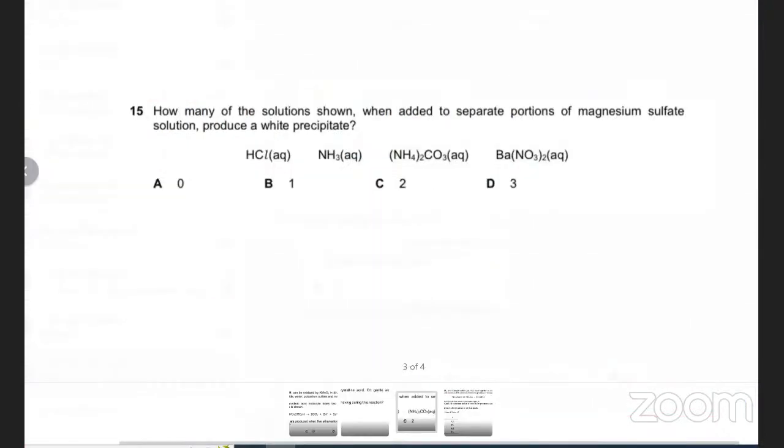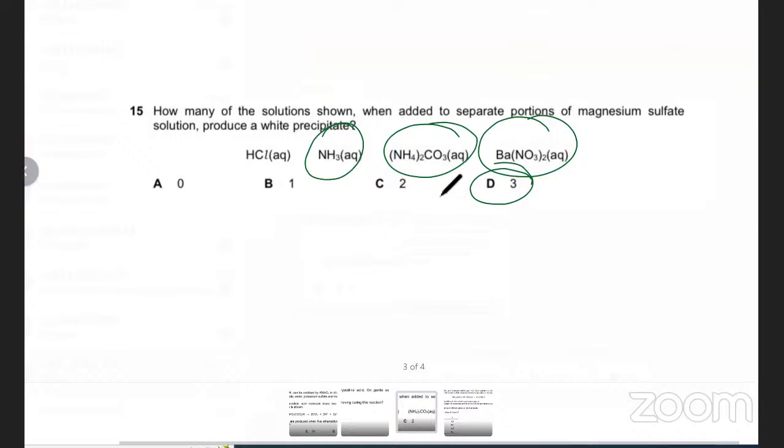Do you get the third one? So all three of them will form a precipitate. So it's going to be D in this case, right? Is this clear?